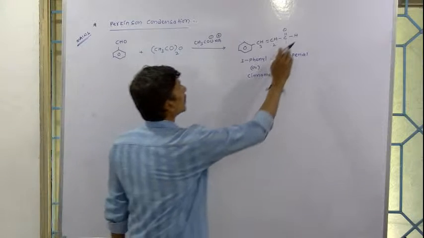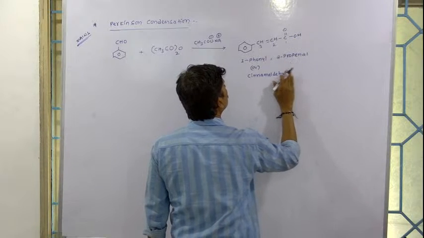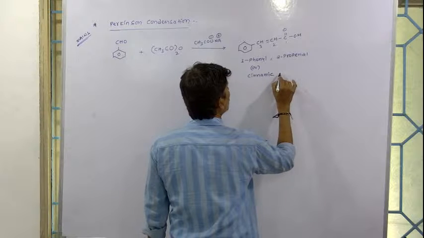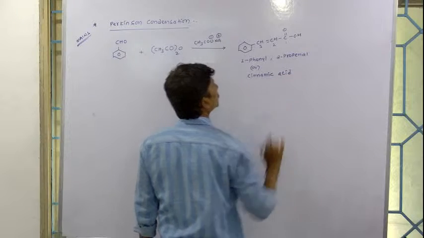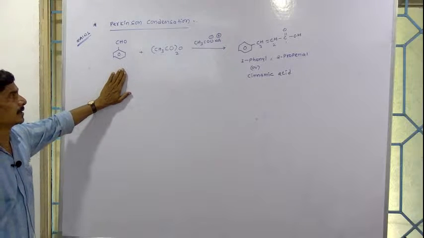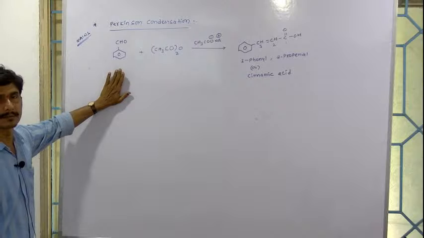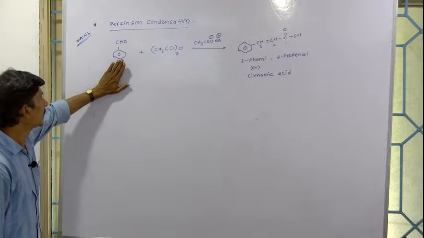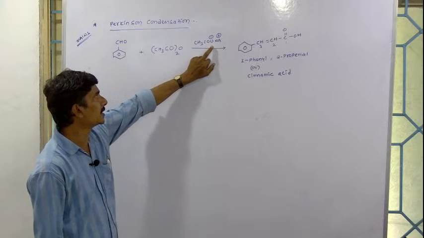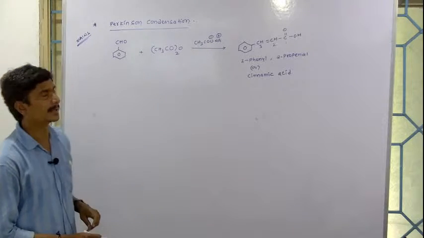Make correction. Not aldehyde, acid. Sorry, let me correct. Cinnamic acid will be formed. I repeat the statement, please make correction. It is benzaldehyde heating with the acetic anhydride in the presence of the sodium salt of acetate to give the cinnamic acid.